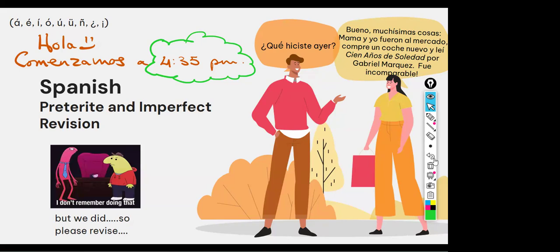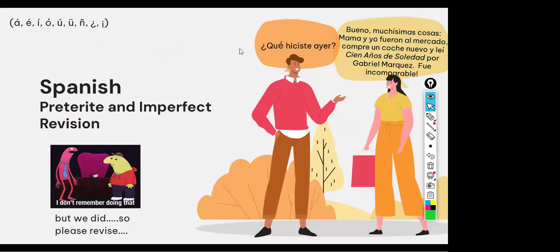Okay. Well, it's time for us to start. The topic for today will just be preterite tense, but the big topic we're doing is preterite and imperfect revision, right? And we have some examples of preterite tense here in this conversation. So the guy said, "¿Qué hiciste ayer?" So what is he saying? He's saying, what did you do yesterday? Ayer is yesterday, right?